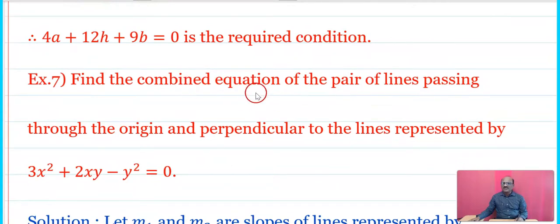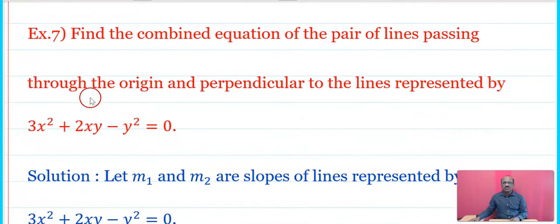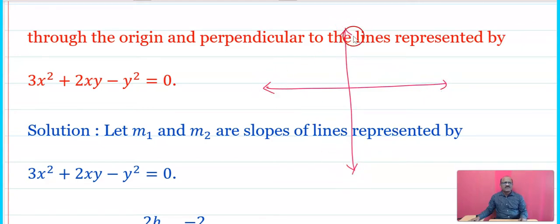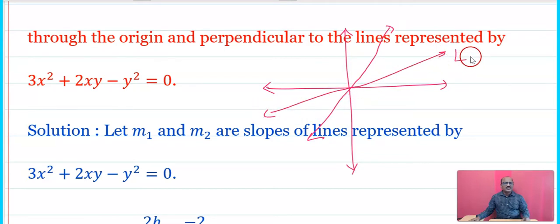Find the combined equation of the pair of lines passing through the origin and perpendicular to the lines represented by 3x square plus 2xy minus y square is equal to 0. Now see this here. What is the concept of this problem? This is the coordinate geometry, the x-axis and the y-axis. Suppose that these are our given lines, and I will write here these lines are L1 and this is L2.